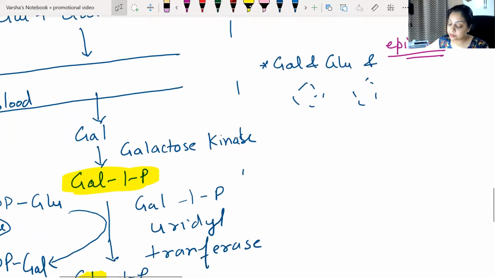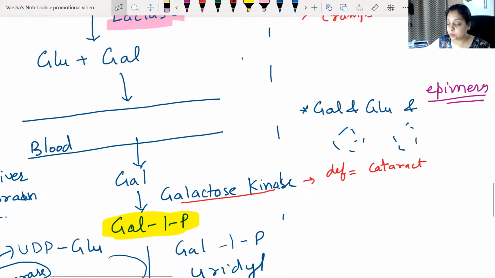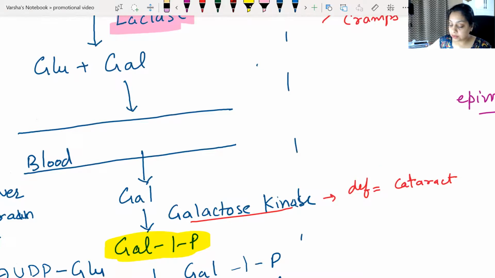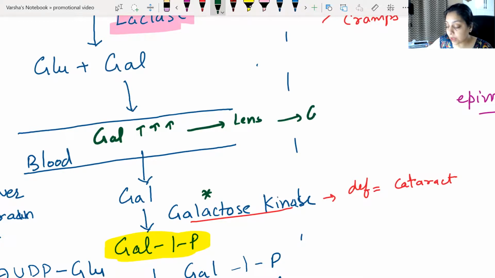Now, the other enzyme is galactokinase. So with deficiency of this enzyme, we will be seeing cataract. Why will that cataract be seen? That is a very, very important question. You should know how we are getting the cataract. So what you have here is galactose. If this enzyme is not working, this galactose will keep on accumulating in the blood, and it reaches the lens, where it is converted into galactitol.